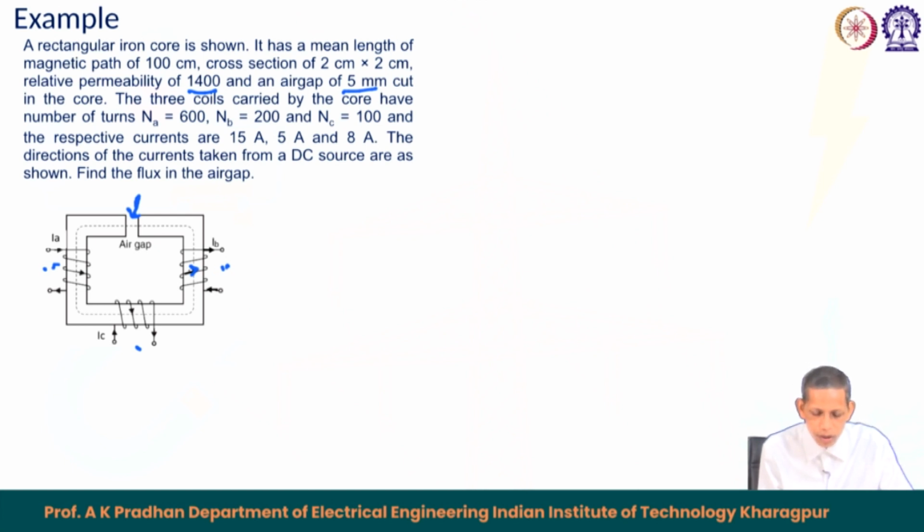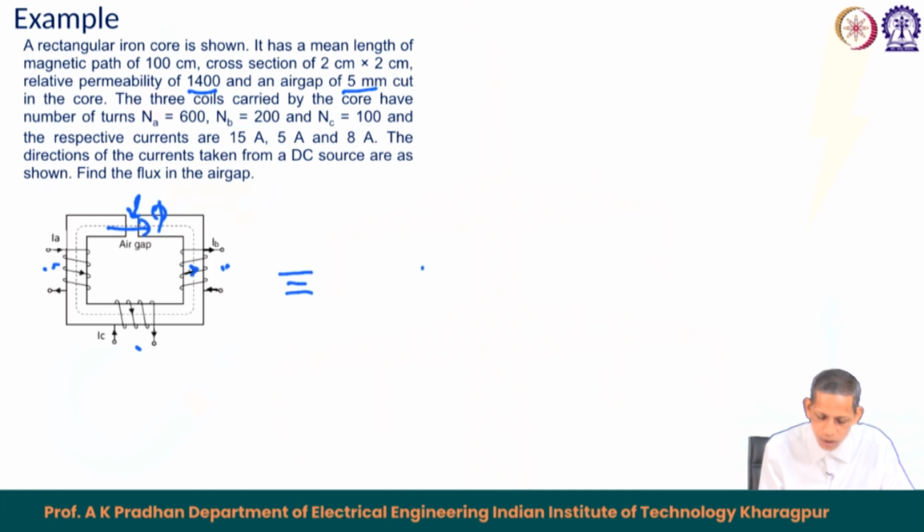So, now for this case the question is: the directions of the currents taken from the DC source are shown, find the flux in the air gap. So, for this one we need to first draw the equivalent circuit diagram. The equivalent circuit diagram depends upon the 3 mmfs considered here.